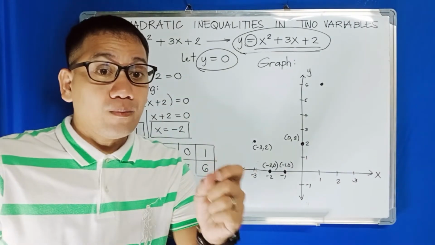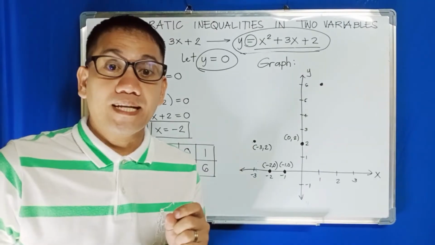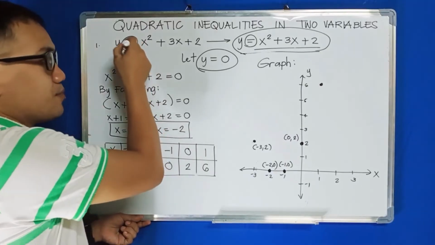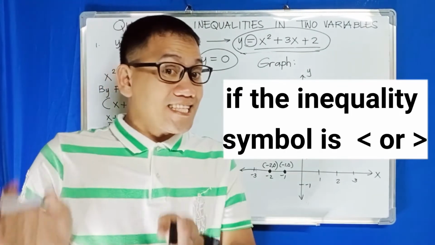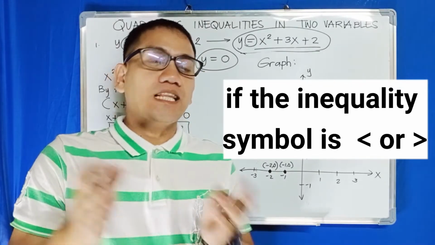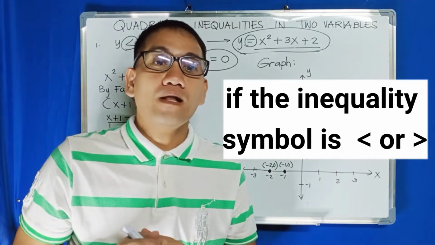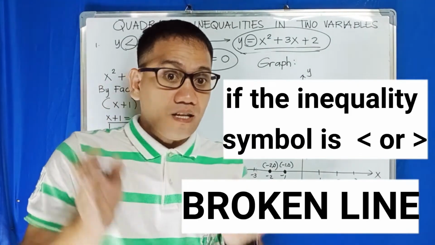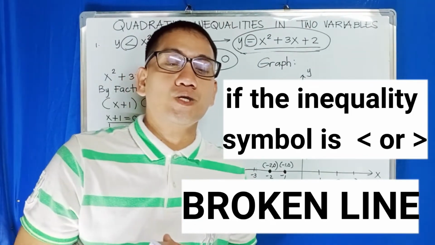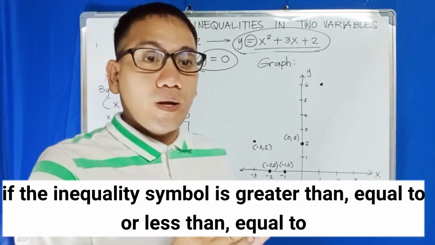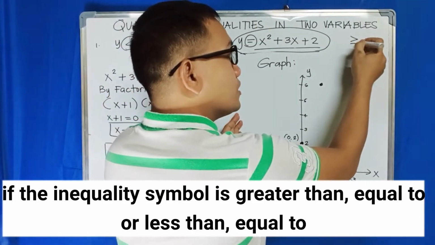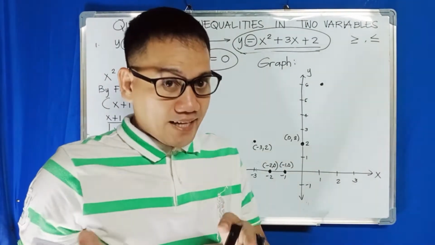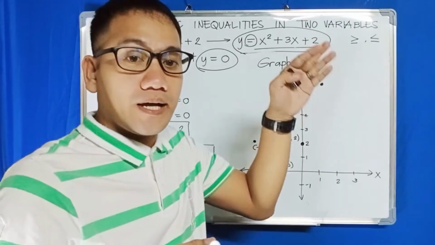But in connecting the graph of our quadratic inequality, let's also remember the symbol of inequality that we are using. In this example, we are using the less than symbol. If we are using the less than or greater than symbol, just like in our quadratic inequality in one variable, we will utilize not a hollow circle, but instead we will be utilizing the broken line. So again, if our symbol is less than or greater than, we will use a broken line. And if our inequality symbol is greater than or equal to, and less than or equal to, we will apply the solid line. But again, we will connect the points using the broken line.